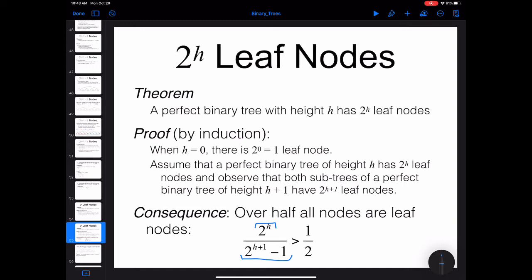For example, if I have 7 nodes in my perfect binary tree, 4 of them are going to be leaf nodes. This is more than half of it, but it's exactly half of it plus 1. I mean, if you add 1 to that and then divide it by 2, this is going to be the number of leaf nodes. Or for example, if you have 15 nodes in your perfect binary tree, 8 of them are going to be leaf nodes.